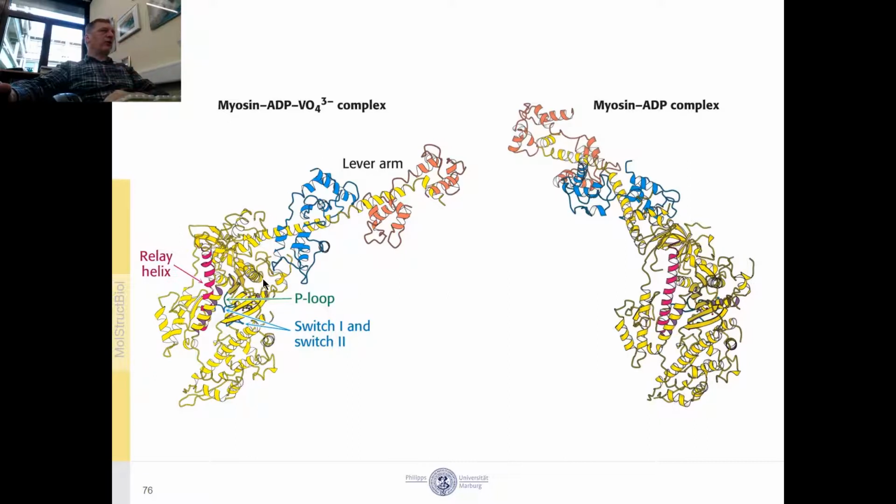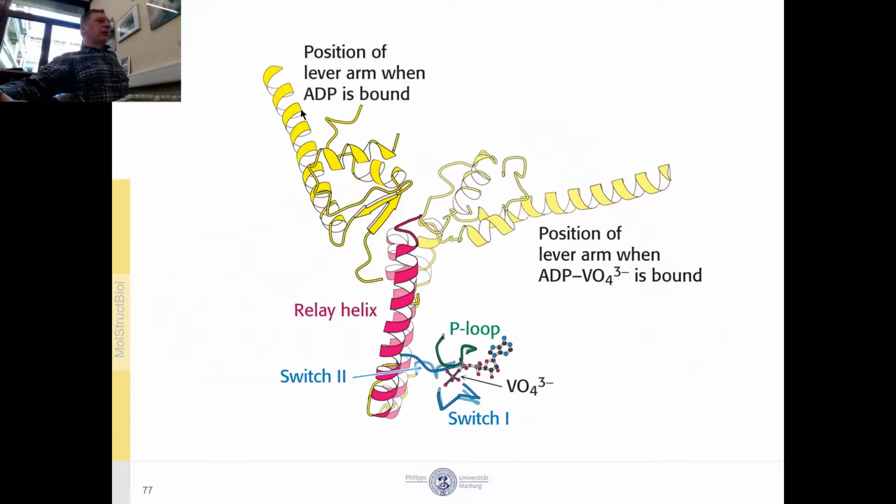Vanadate is actually the fourth option for making an ATP-like complex. Use vanadate, which also forms in situ a nice complex in the ATP binding site with ADP. So when you are searching for an ATP-bound structure, please remember there are four different ways to make the structure. Good, that's about this myosin stuff.